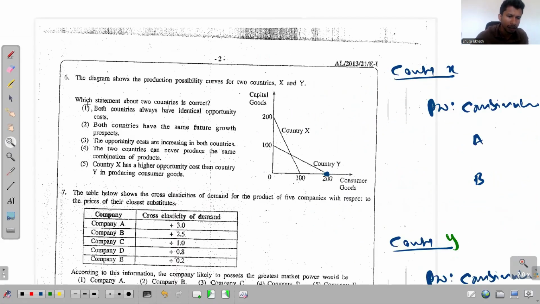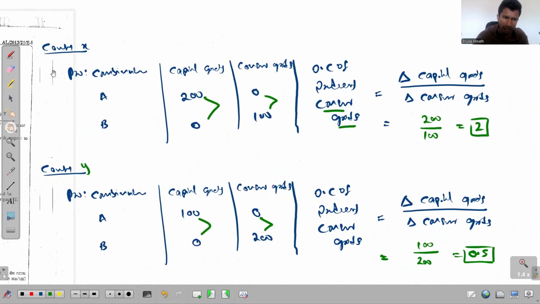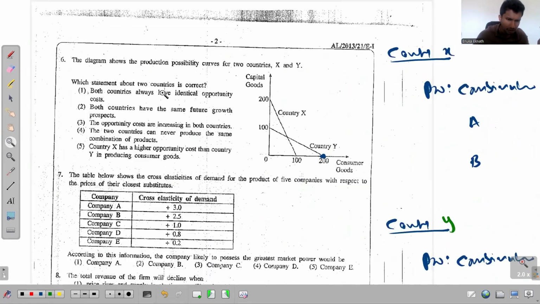The first one, look at this. Both countries always have identical opportunity costs. No, you can refer to the table and recognize that. In country X, the opportunity cost of producing a consumer good is just 2, but in country Y, that is just 0.5, and those two values are not identical. So based on the tables that we have developed, this statement is wrong.